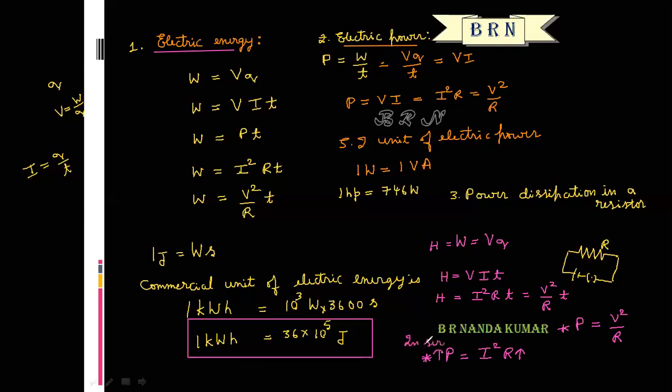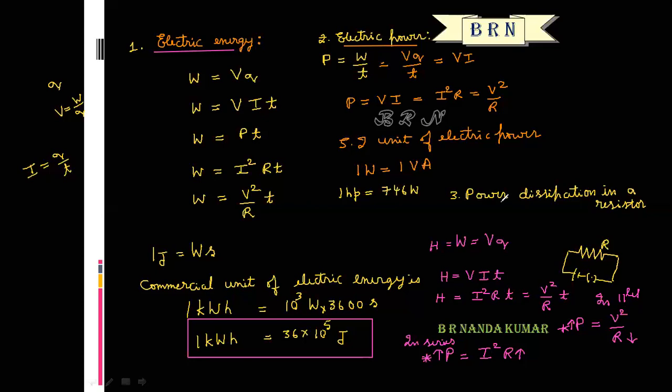This is in series combination. But in parallel combination of resistors, V is constant, so the power loss is inversely proportional to resistance. So in parallel combination of resistors, the lower resistance dissipates more power. In series combination of resistors, higher resistance dissipates more power, I is constant. In parallel combination of resistors, V is constant, lower resistance dissipates more power.